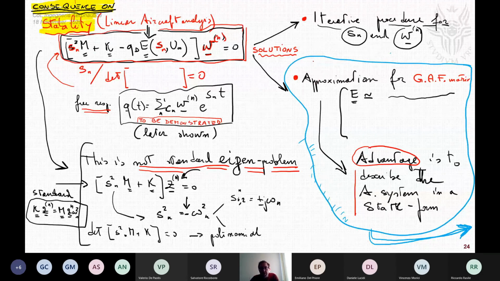The first one is to consider this generalized matrix as given by a black box, and then organize an iterative procedure for finding these poles and this eigenvector in a numerical way. And we will study this kind of approach because this approach is a standard approach in the flutter analysis as performed by commercial codes.